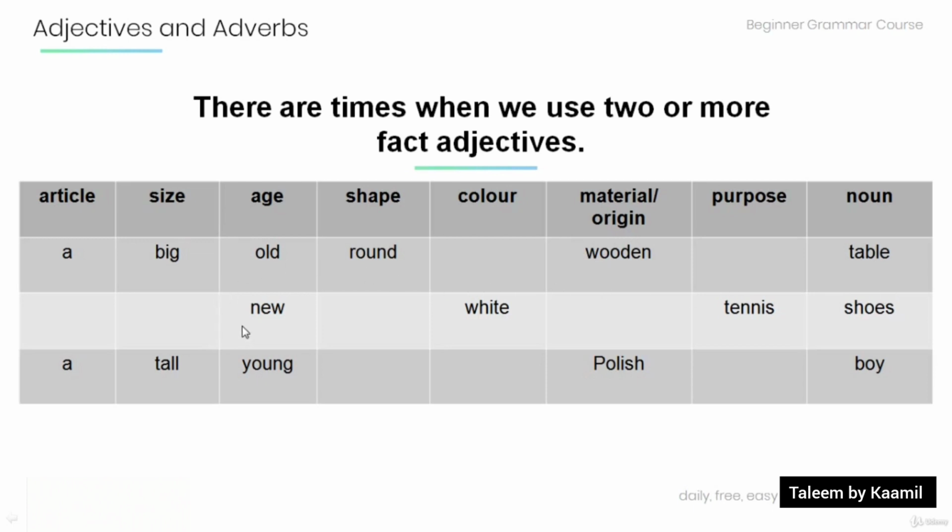And in the sentence, new white tennis shoes. There are 3 fact adjectives used to describe the noun shoes. New describes the age, white, the color, and tennis, the purpose. And in this sentence, a tall, young, polished boy. The adjective tall describes the size of the boy. Young, the age of the boy. Polish, the origin of the boy.